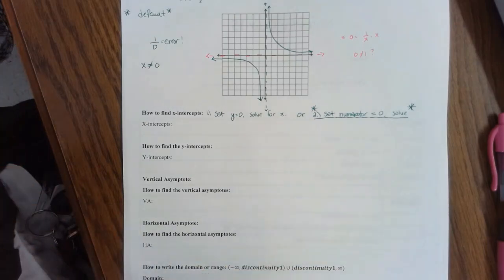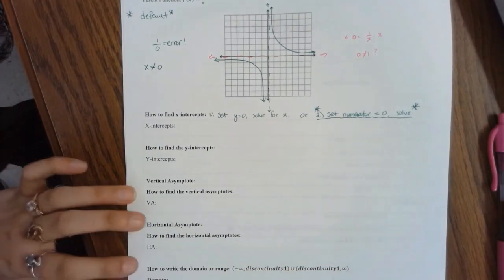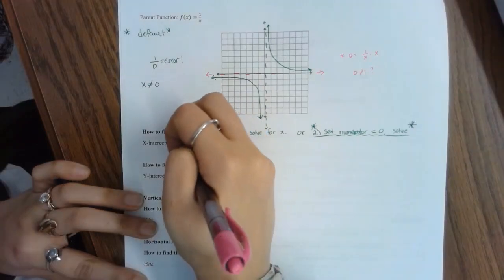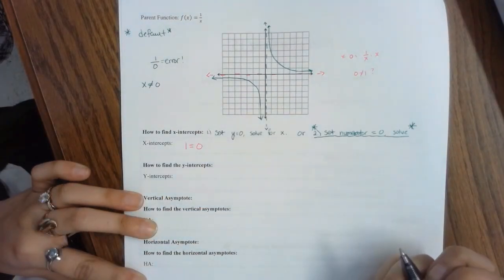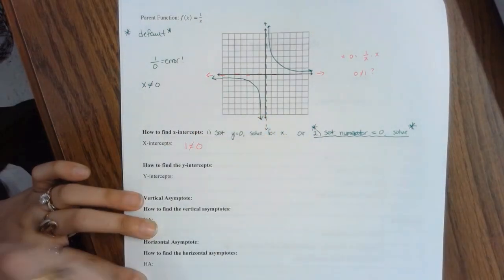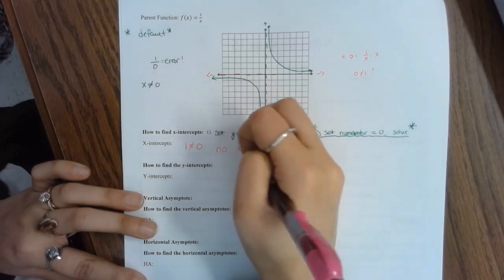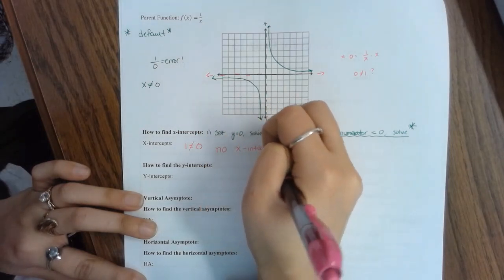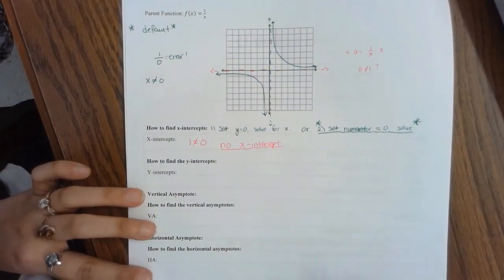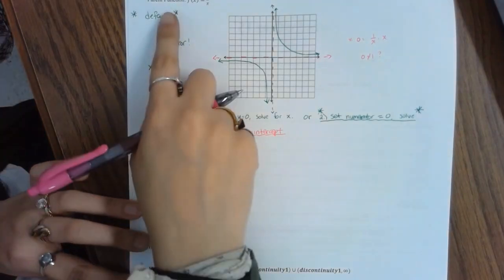So now let's look specifically for the x-intercept of 1 over x. I'm going to take the top. The top of my fraction is 1, and I set it equal to 0. There's nothing to solve for, and 1 does not equal 0. So we have no x-intercept. In this case, we don't have one. That's not always going to be the case, but the parent function does not have one. And you can see from our picture, we never cross the x-axis.